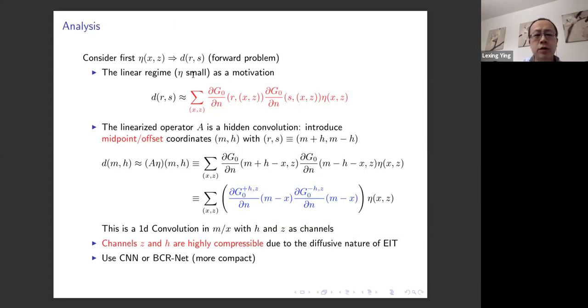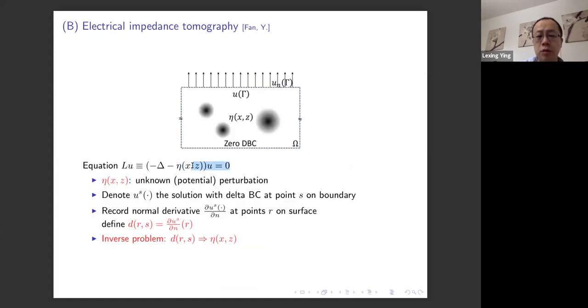So again, let's just first take a look at what the forward problem is. We always use a forward problem to try to get an idea about what the operator looks like. In the linear regime, when eta is small, one can show that the Dirichlet-to-Neumann map involves a kernel which can be written down very easily using the Green's function G0 of the Laplacian operator without this extra perturbation.